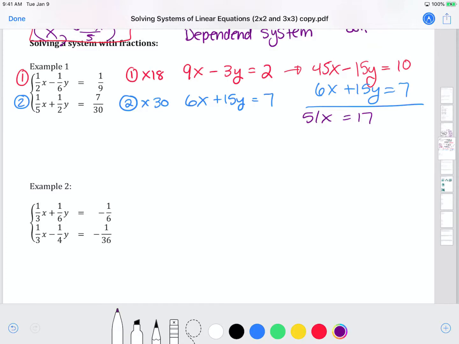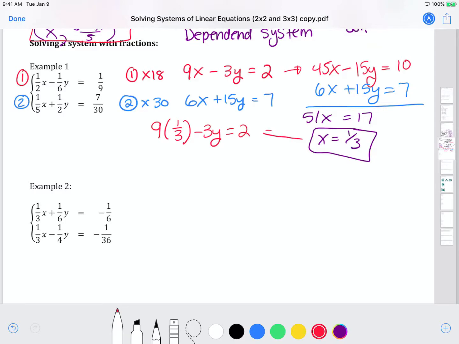Now I can divide both sides by 51. When I do that, I get x is 1/3. So this is my first answer. Now I have to use that to plug back in to figure out what my y value is. It doesn't matter which equation you plug it back into, just pick one. I'll pick the first one in red. So I'll take 9 times 1/3 minus 3y is equal to 2.